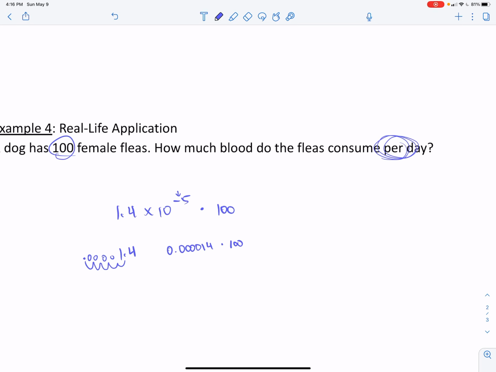If I'm multiplying anything by 100, all you have to do is move the decimal place over, right? Because there are 2 zeros here, I'm going to move it over twice. 1, 2. So it's going to be 0.0014 when I multiply that out, right? So just don't be afraid to always be moving decimal places every now and then, but that's just how you do it. All right?